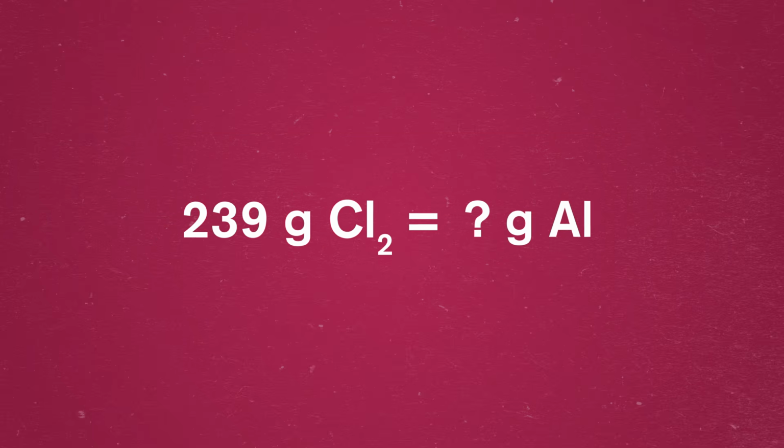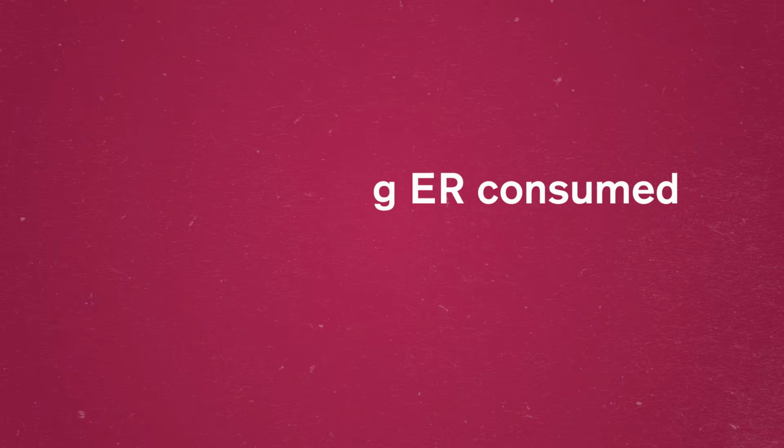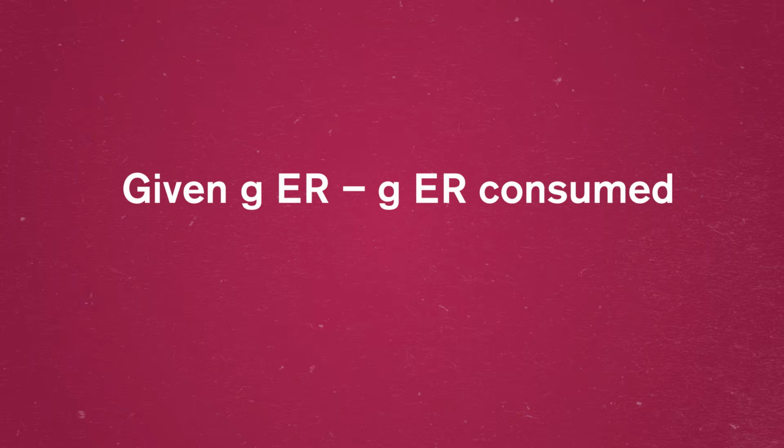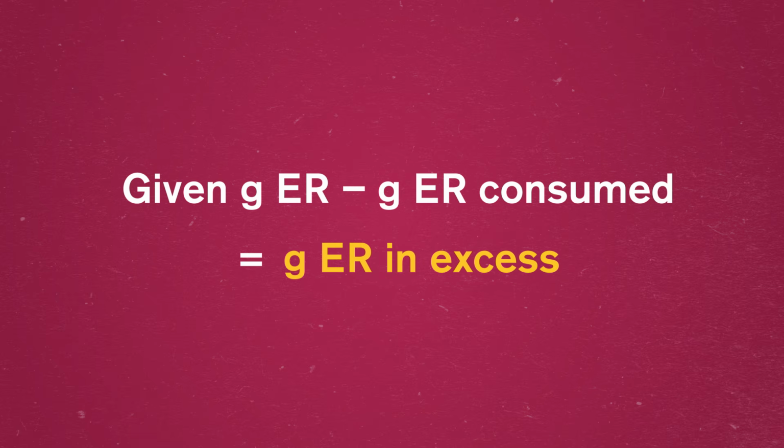Since chlorine is used up first as a limiting reactant, it dictates how much aluminum gets spent. We need to put grams of chlorine in terms of aluminum so we can find out how much aluminum was consumed in the reaction. From there, we can subtract how much was consumed from our given amount of excess reactant to get how much is left over. This process will require a couple conversion factors.